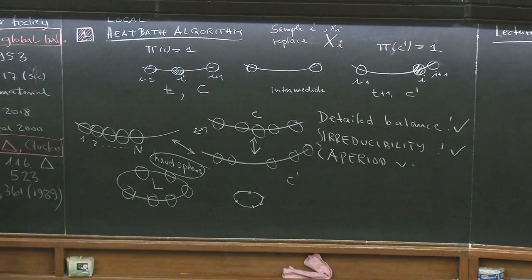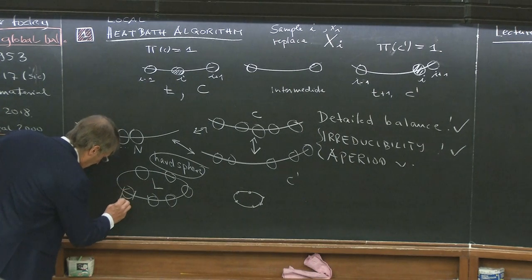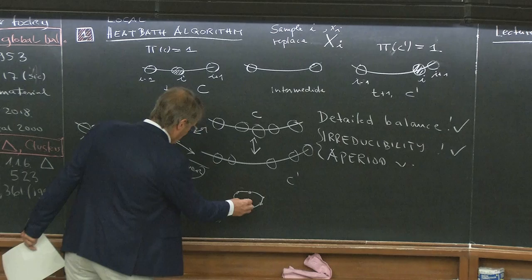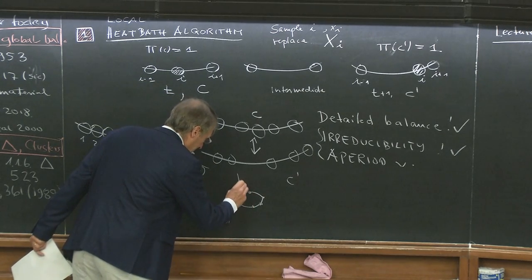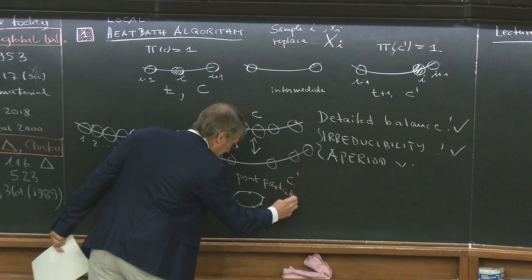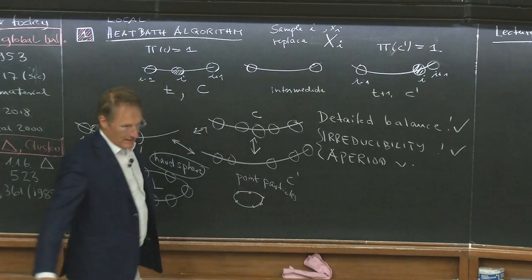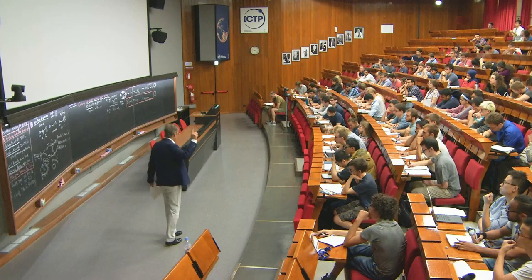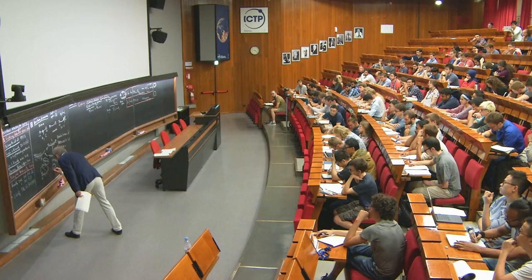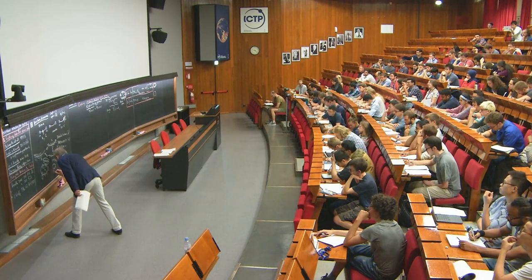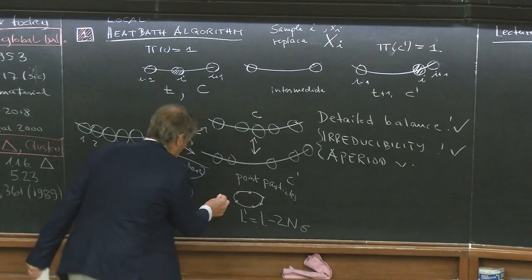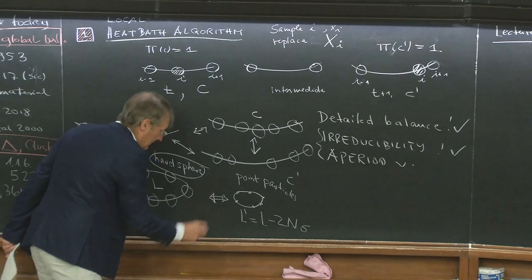On a ring of length L with particles of diameter 2 sigma. Here I have an equivalent configuration of point particles on a ring of which length? Yes. So this is L prime is equal to L minus 2 N sigma. And these two are equivalent.